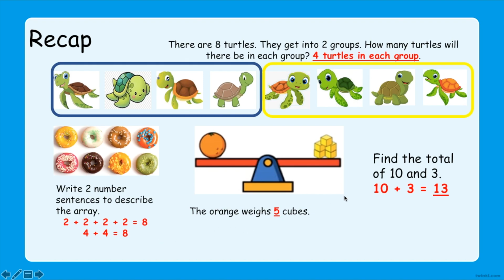The orange weighs 5 cubes. 1, 2, 3, 4, 5. We know that the orange weighs 5 cubes because the balance is equal. That means that the weight is the same on both sides. And find the total of 10 and 3. Remember, that means the same as 10 add 3 and it equals 13. Well done if you got those correct, Year 1.